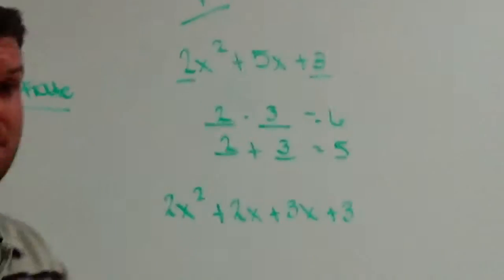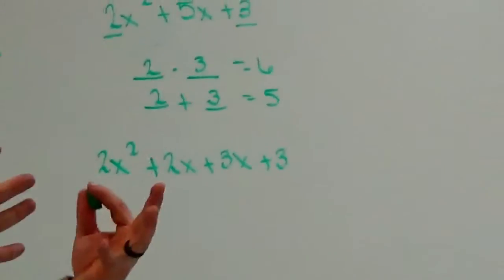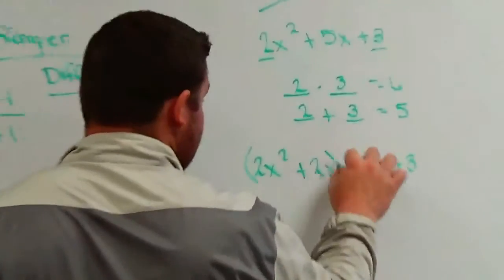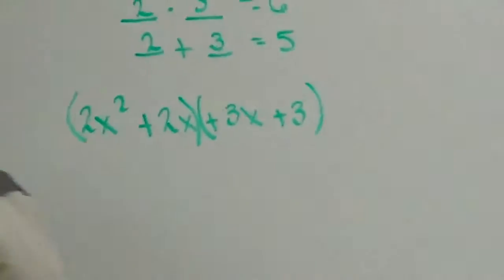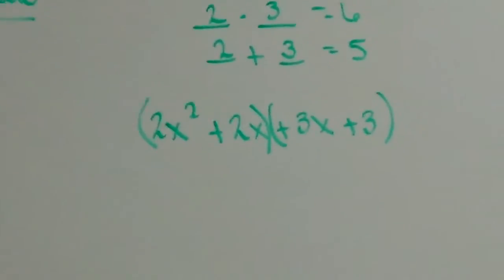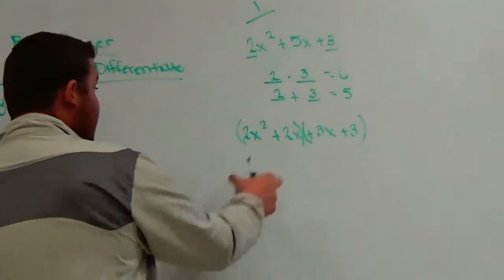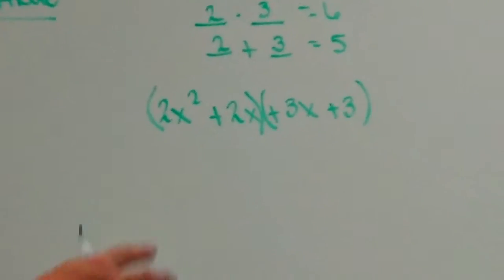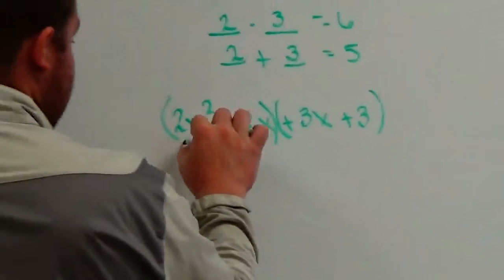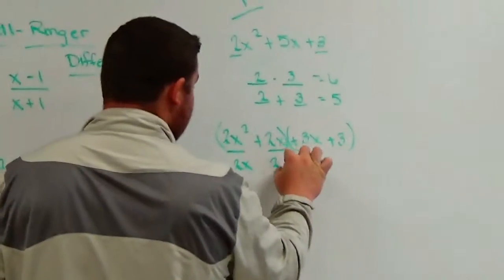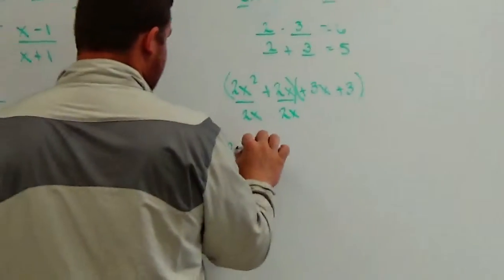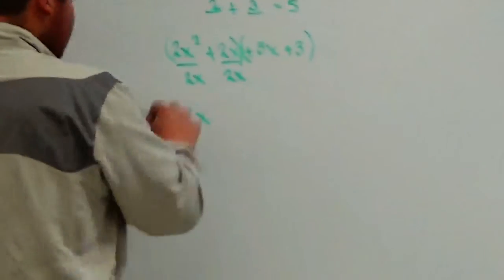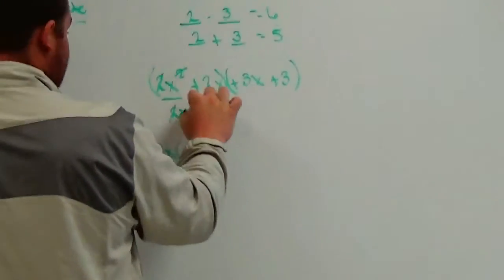Why did I do that? Because now I can group my 2 terms. I'm going to group these first 2, and then I'm going to group these second 2. If you look at these 2 terms, what do they have in common? 2x, right? They both have a 2x in common. So if I factor out a 2x, 2x comes out front. 2x squared divided by 2x is just x, right? The 2's cancel. X squared cancels that x.